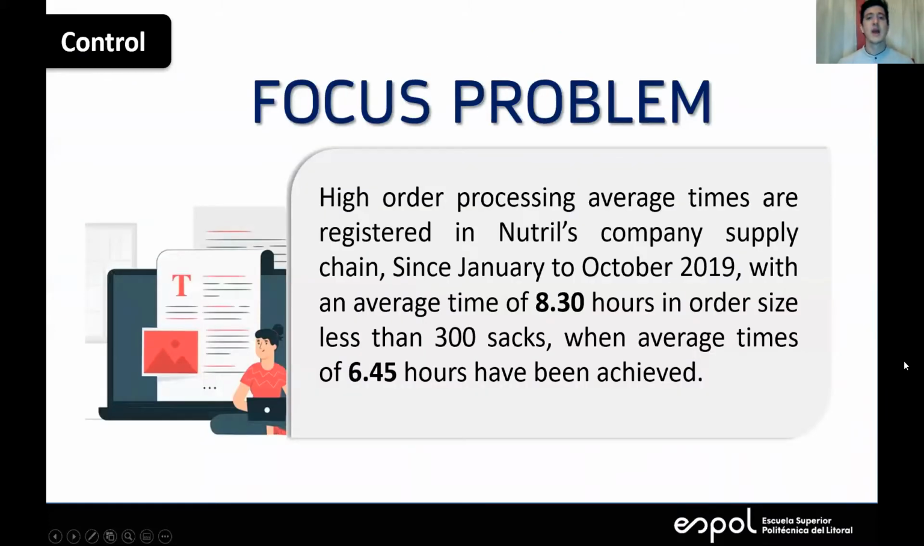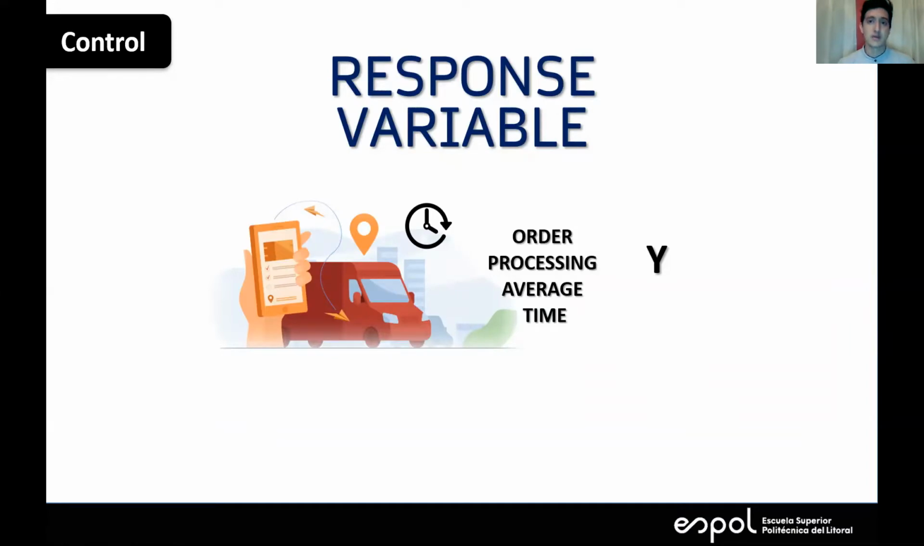Focus problem: high order processing average times are registered in Nutril company's supply chain from January to October 2019, with an average time of 8.3 hours in order sizes less than 300 sacks, when average times of 6.45 hours have been achieved. Our response variable is the order processing average time.